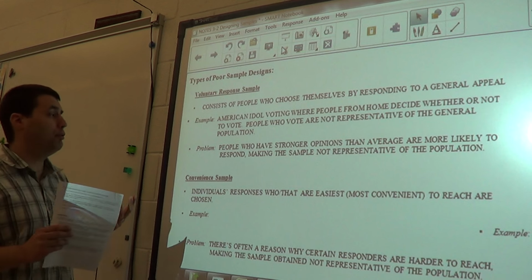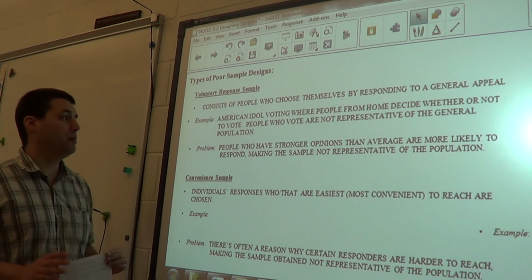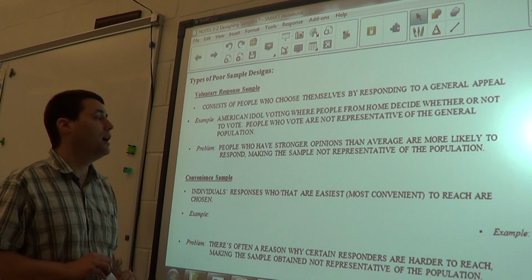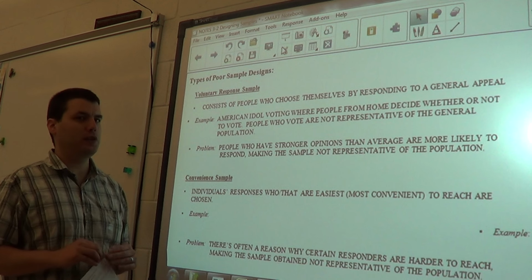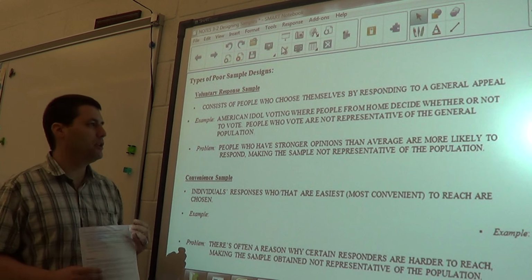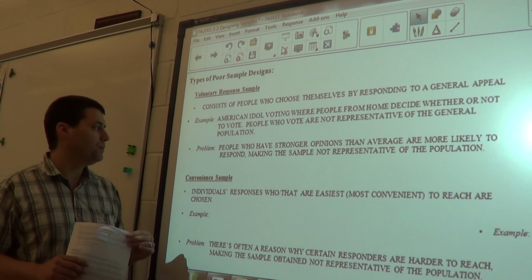Realize that's not necessarily a problem. For American Idol, that's a really smart idea, what they're doing, business-wise and trying to actually find out who should win. That's a good idea. However, that is not going to accurately reflect the whole population's feel on how that looks. So that's not a really good sample in regard to learning about the whole population.